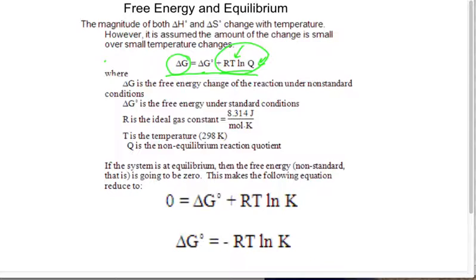That equation is not given anymore. It used to be. Now the only equation that's given is what we call the negative RT ln K equation. It's using the standard G to find K and vice versa. So this is at equilibrium.